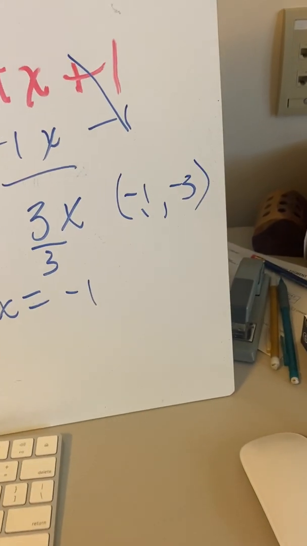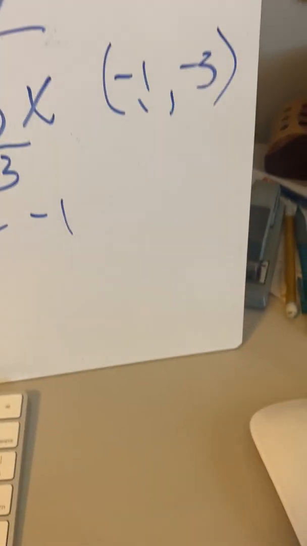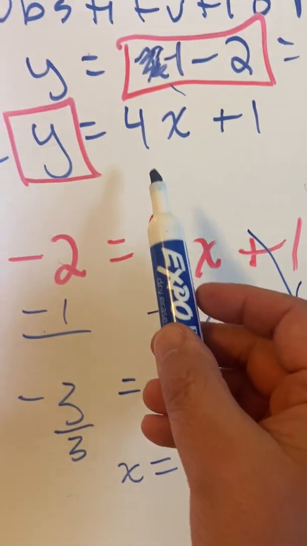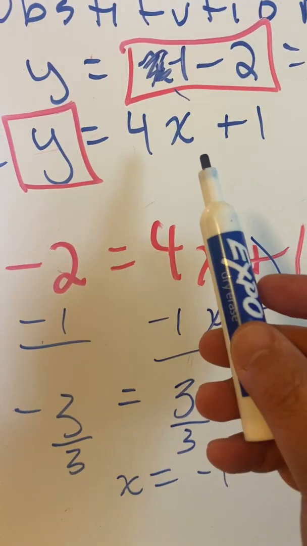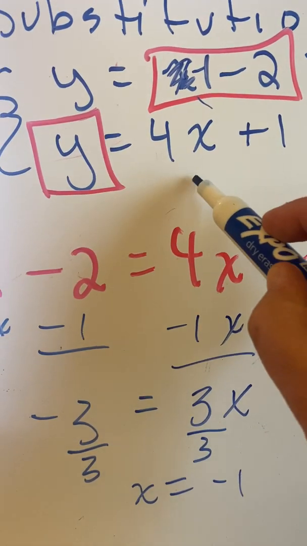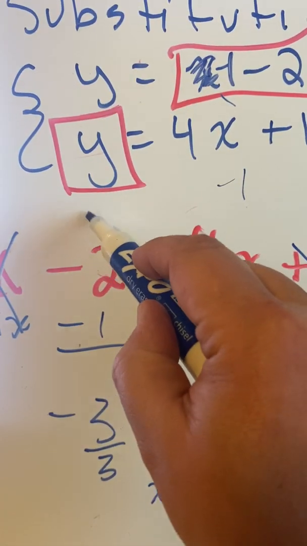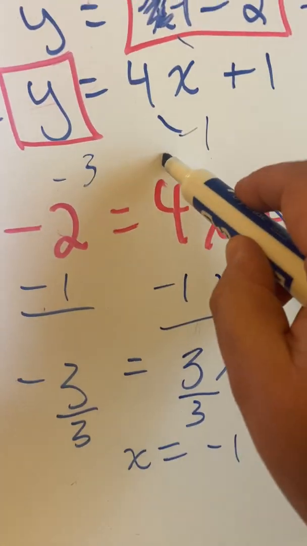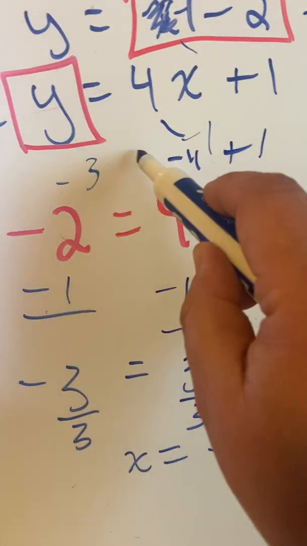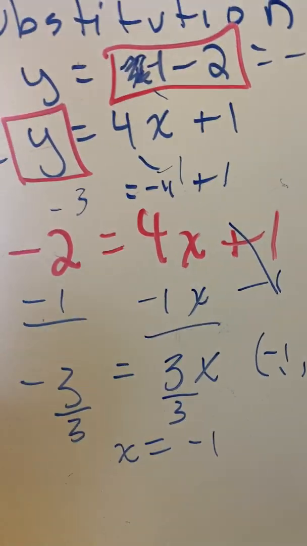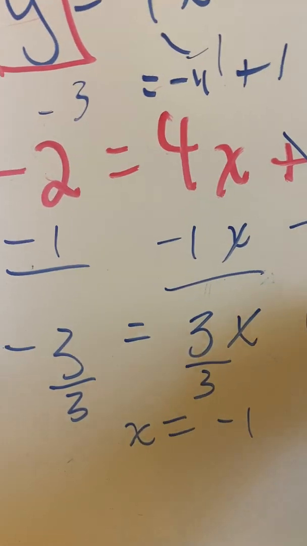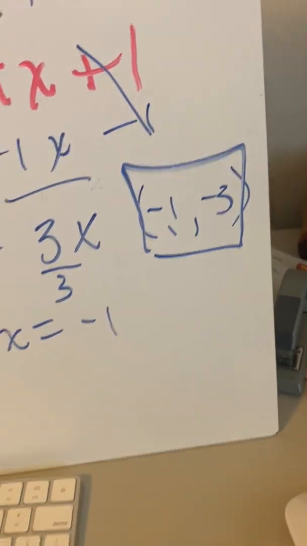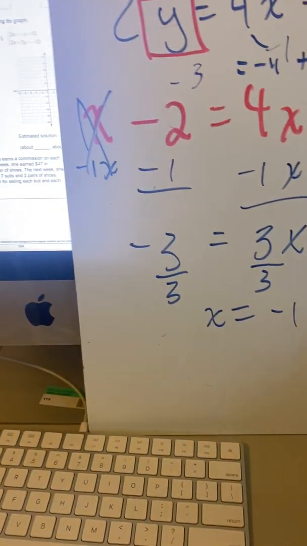How do we know for sure that worked? Well, one more chance. Take our ordered pair, substitute it into the other problem. Change the x into the negative 1, change the y into negative 3. Does it work out? 4 times negative 1 is negative 4, plus 1, it does equal negative 3. Yippity skippity, our solution to these 2 equations is negative 1, negative 3. That is the ordered pair.